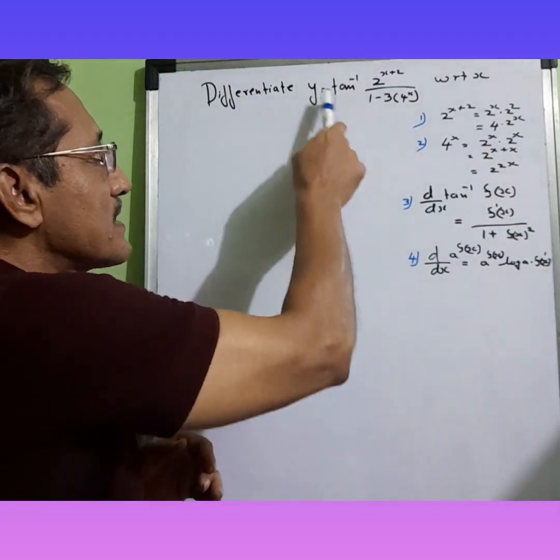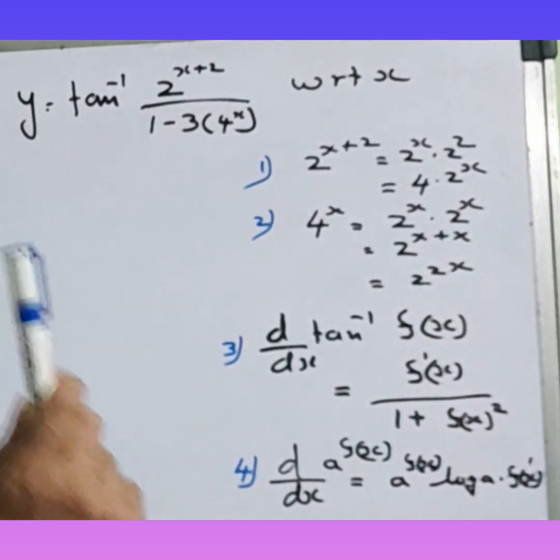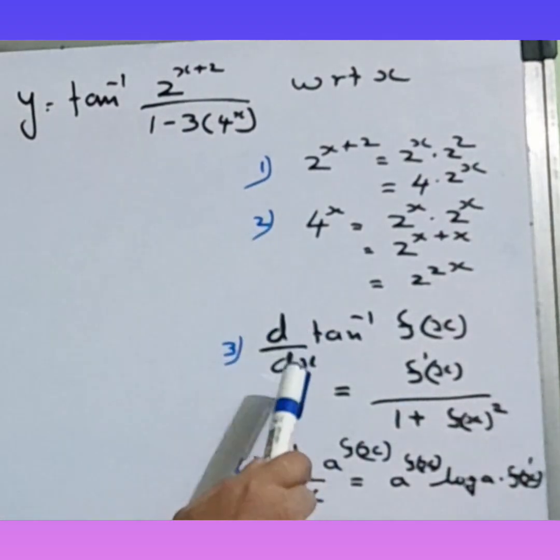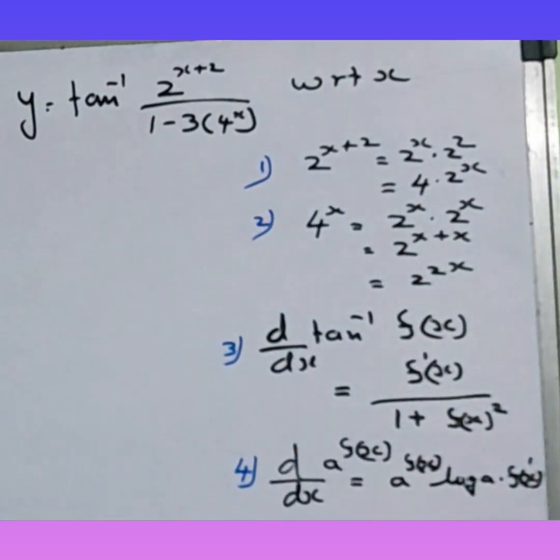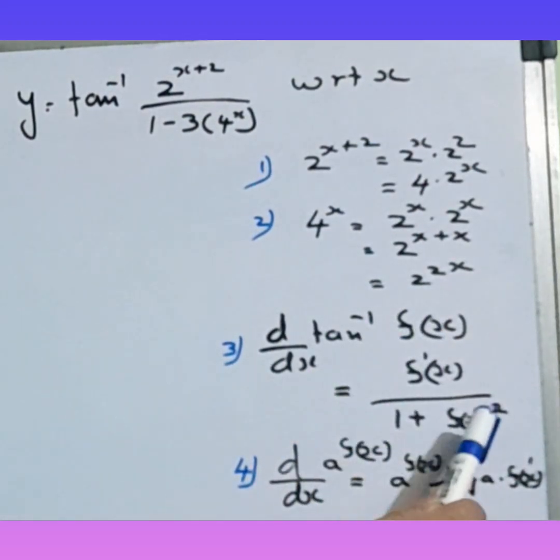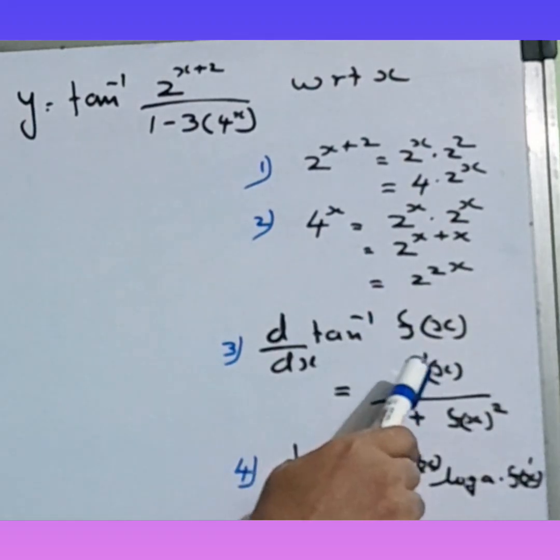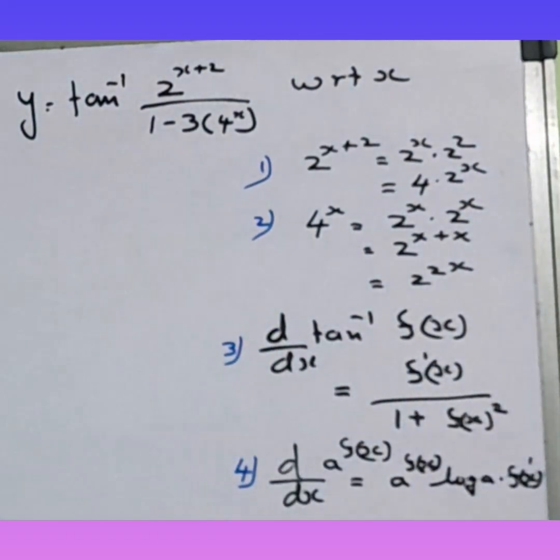Then next thing is tan inverse. So we are supposed to also know the formula for d by dx of tan inverse f(x). Obviously, in the denominator we have 1 plus f(x) square, and then chain rule, f prime x. And then we also have a raised to f(x). Now if I have a raised to f(x), then d by dx of a raised to f(x) is a raised to f(x) log a, again chain rule, into f prime x.